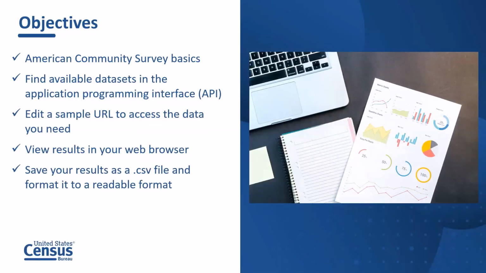These are our objectives for today. I'm going to talk about the American Community Survey basics, basically because all the API examples that I'm going to do are concerned with the ACS. Find available data sets in the application programming interface. Edit a sample URL to access the data you need. View results in your web browser, and then save those results as a .csv file and format it to a readable format.